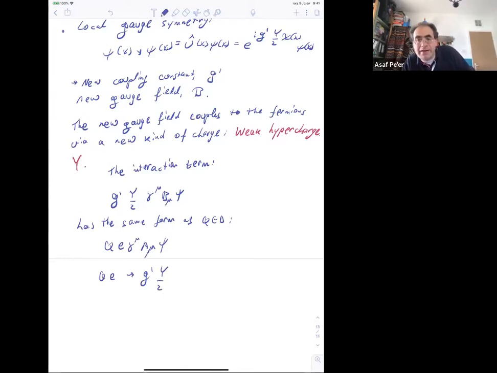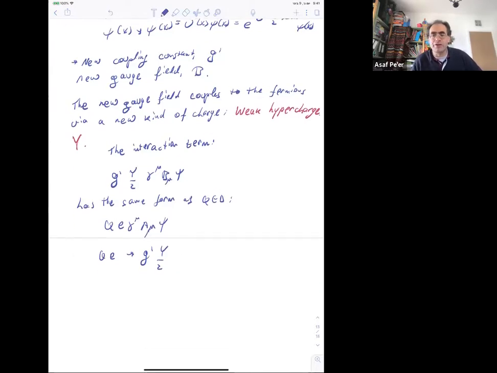And that's another way of saying that every fermion carries a charge Y. Similarly, we said every fermion carries a charge E, the electromagnetic charge. Now it carries a hypercharge Y, which can be 0. You all with me?